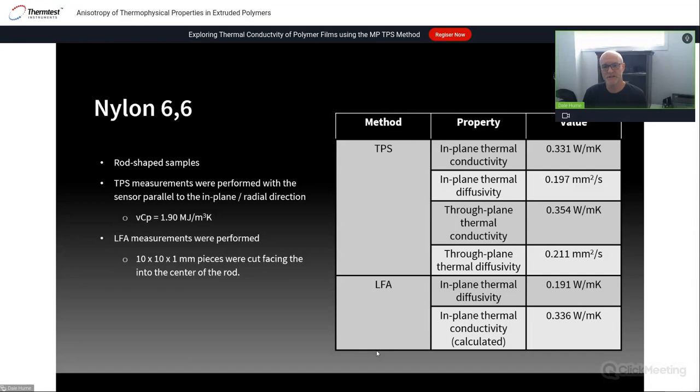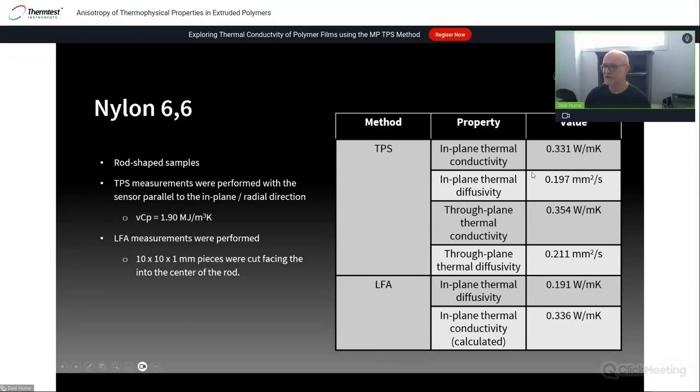So what we did was cut LFA samples, which are 10 millimeters square, into the rod. So this being my coffee cup, let's say that is the rod shape. We cut 10 millimeter squares into the sample, and that gives us an equivalent radial thermal diffusivity that we can use in the specific heat calculation for the thermal conductivity. So you can see if there is anisotropy in the Nylon 66 due to the extrusion, and you can see how that correlates to the anisotropic measurement from the TPS.